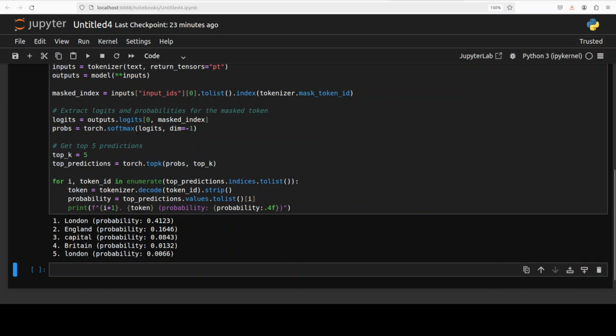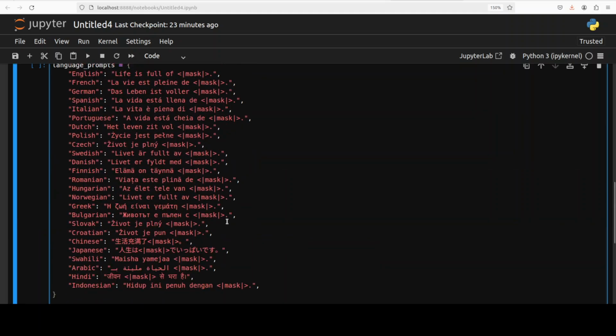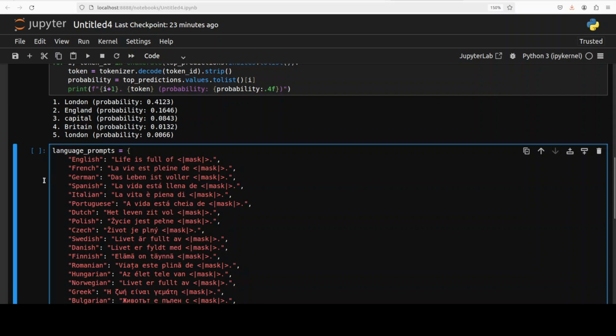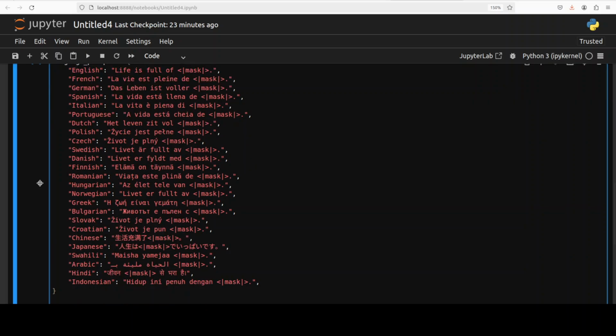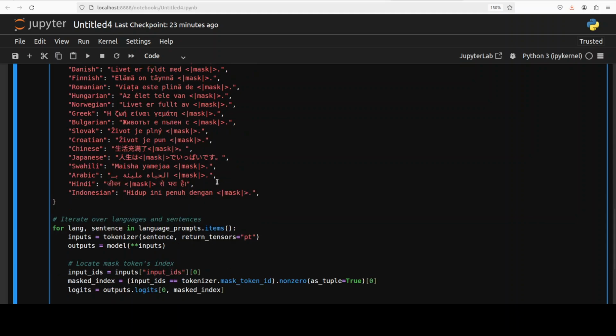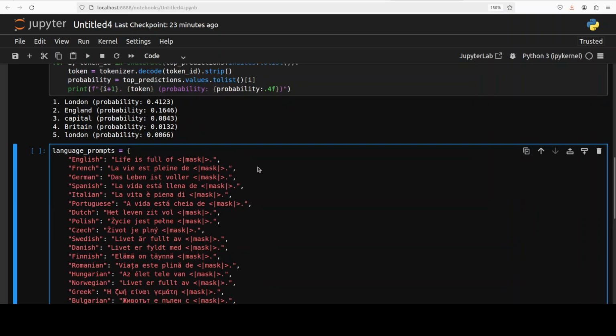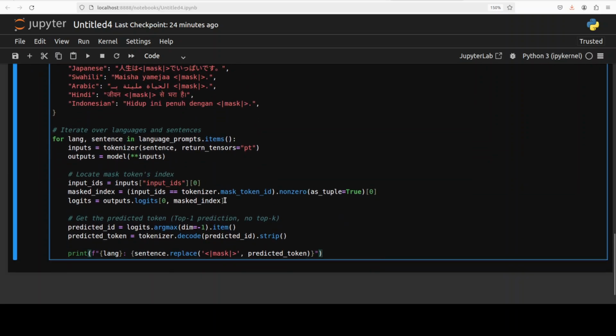Now, as the model is multilingual, let's try it out in other languages. What I'm doing here is I have picked prompts from different languages, mostly European, covering most of the European languages from English to Finnish, Czech, Dutch, Portuguese, and so on. Towards the end, I'm also listing Arabic, Hindi, Indonesian, Swahili, Japanese, Chinese, and a few others. So let's run it, and the sentence is simply "life is full of," and it should complete the sentence. The rest is the same, where I'm iterating over it and printing out the response with the language.